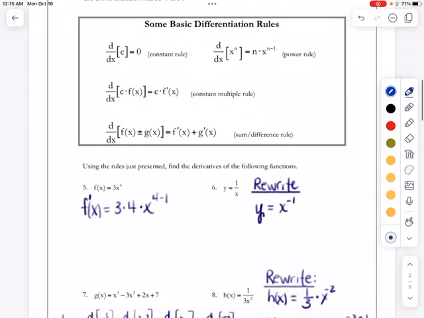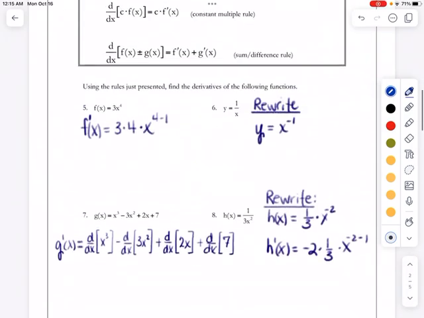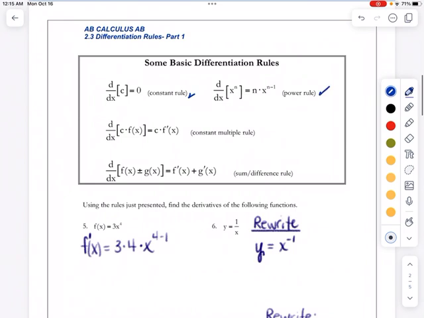So we have these rules, some basic differentiation rules. We have the constant rule, the power rule, where we bring the exponent around front and then we drop the degree of the exponent by 1. We have a constant multiple rule. So if you see a constant here, then you can take the constant and move it in front of the derivative, and then just take the derivative of x, which is f prime. That's called the constant multiple rule.